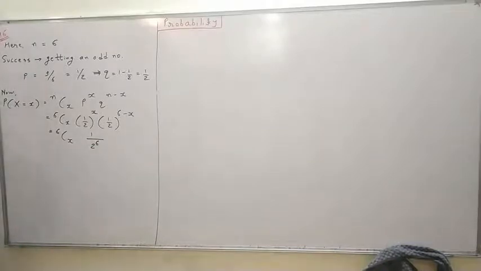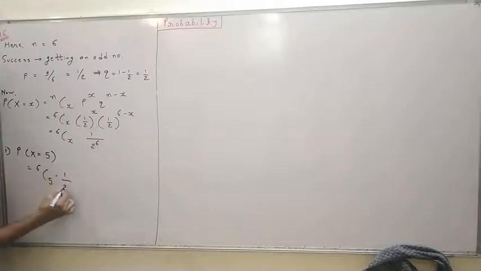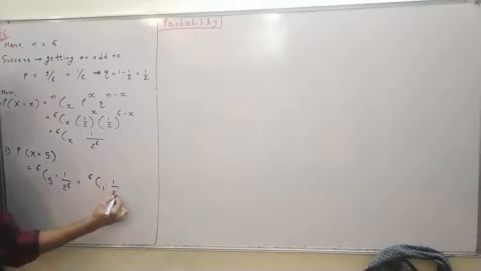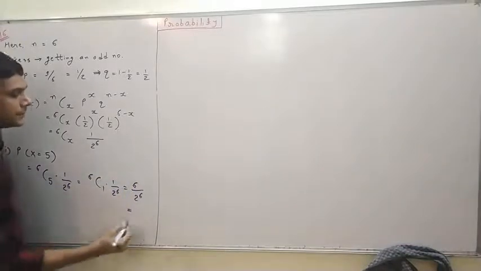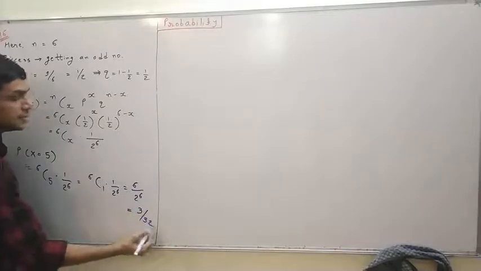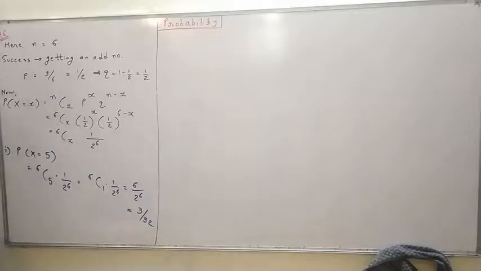Now, in the first question, it is said that 5 successes. So we have to find P of x is equal to 5. That is equal to 6C5 into (1 by 2) raised to 6. 6C5 is equal to 6C1, which is 6 upon 2 raised to 6. So that is 3 upon 2 raised to 5, which is 32. So the answer is 3 by 32.